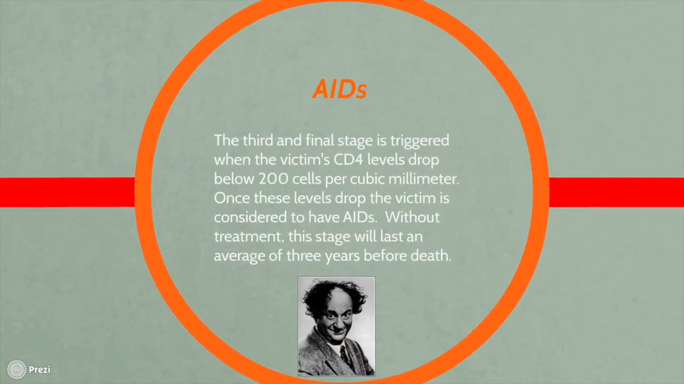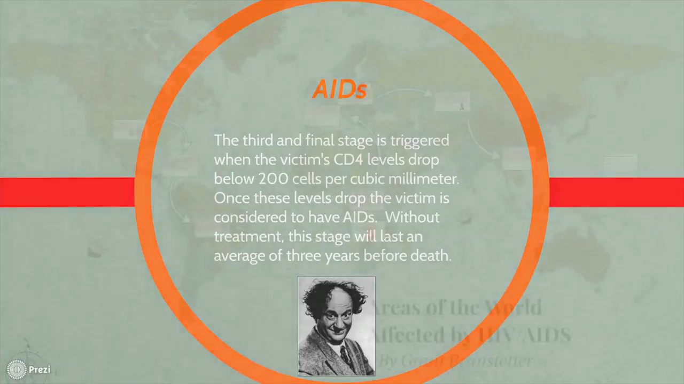The third and final stage is AIDS. This stage is triggered when the immune system is damaged or weakened in some way. Once the CD4 levels of the victim drop below 200 cells per cubic millimeter, the person is considered to have AIDS. Without proper treatment, people who progress to AIDS typically survive about 3 years. You may never progress to this stage if you are not exposed to viral infections often.